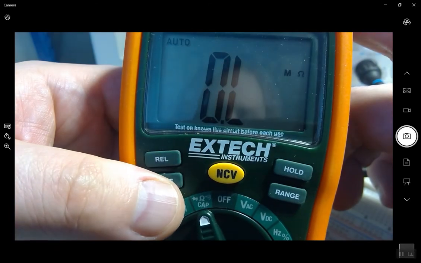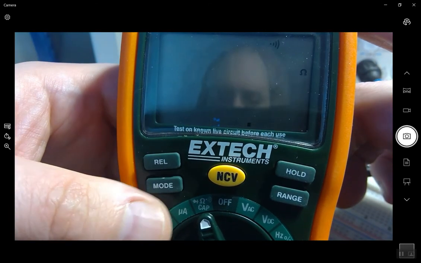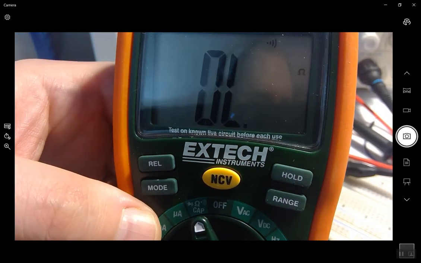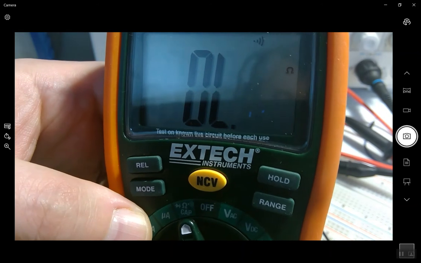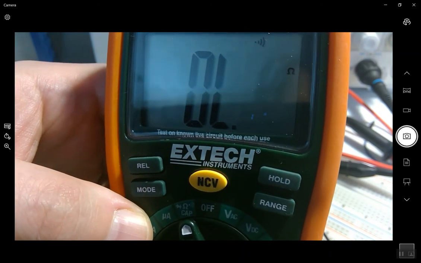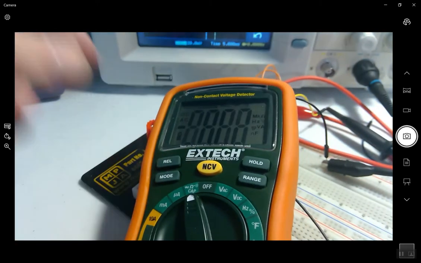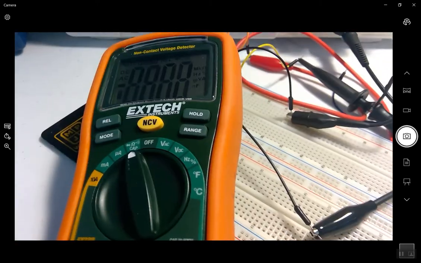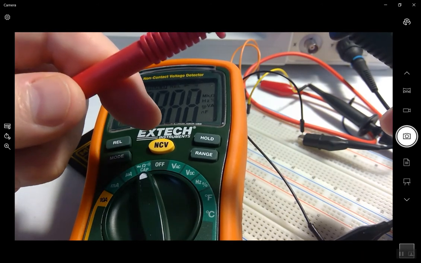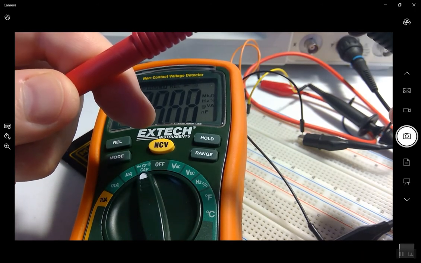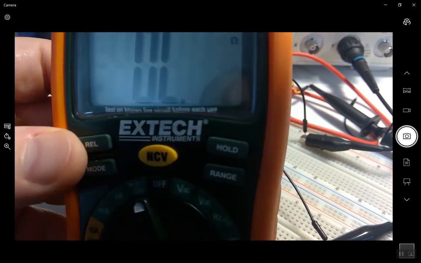But then if I hit a mode here, there are different modes. This is like a diode test mode. This mode is actually very useful for determining if you have shorts or if things are connected. Basically, if there's a short or if it's connected by a wire here, I'm going to show you just by touching the 2 leads together here. You get that annoying little buzzer, but that can actually be very helpful when debugging circuits.